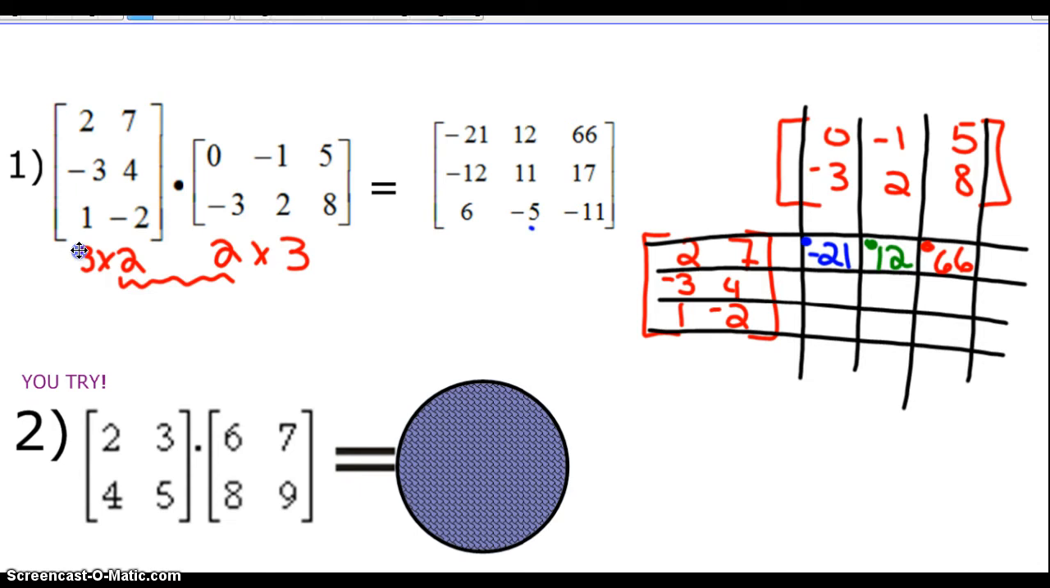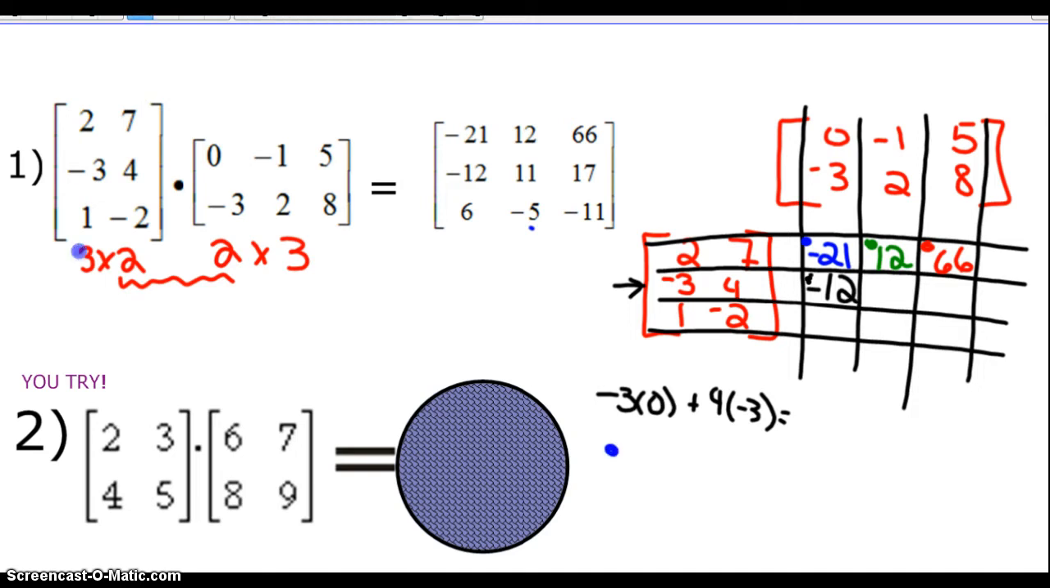Now we'll do the next row right here. So that's coming from the negative 3 and 4. Okay, and then we're going to go down each column here. So negative 3 times 0 plus 4 times negative 3. I'm going to end up with negative 12.